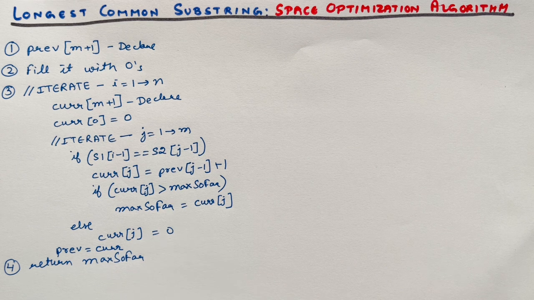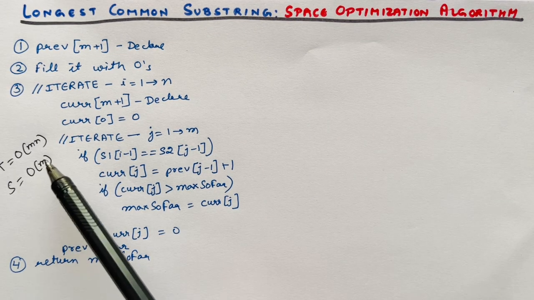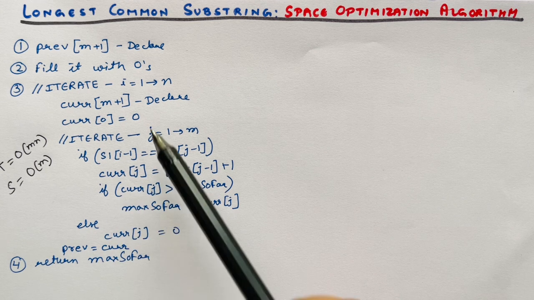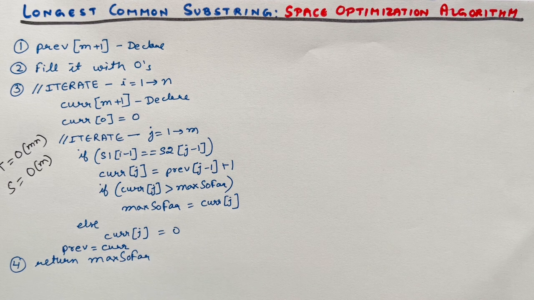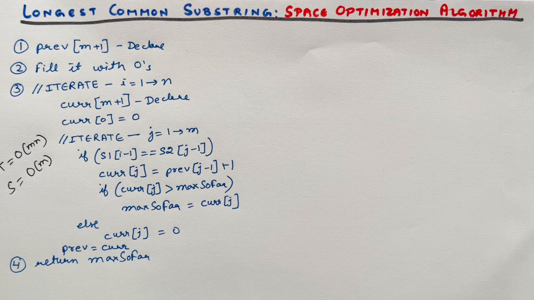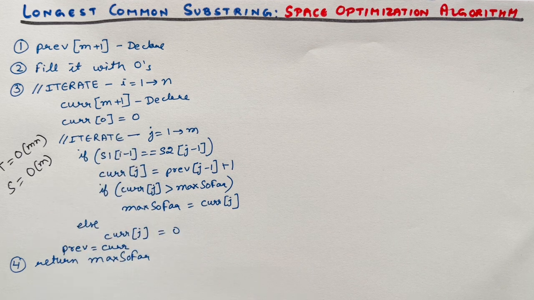Now what will be the time and space complexity for this approach? The time complexity will still be big O of m into n, because we are still finding the answer for every combination of i and j. But the space complexity is just order of m, because we are only using two arrays, previous and current, whose sizes are of order of m. So this way we have bettered our space complexity from the previous solution.